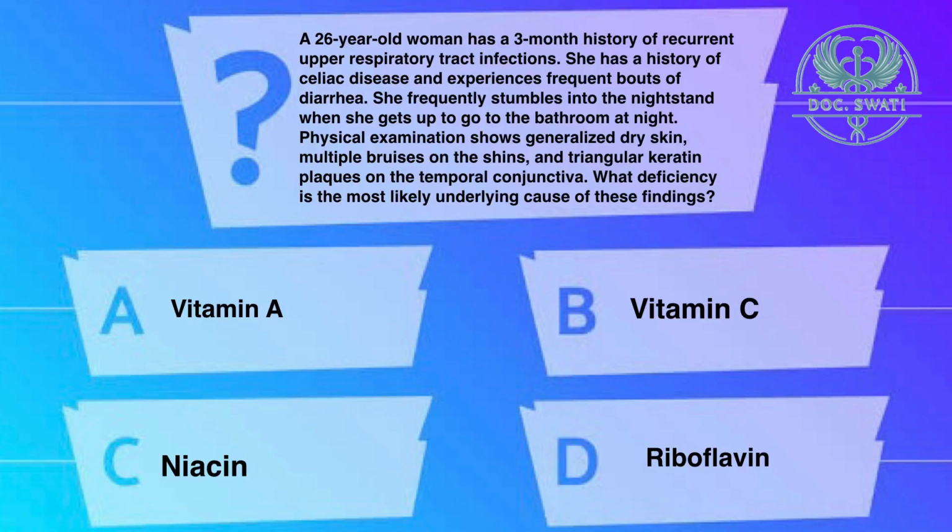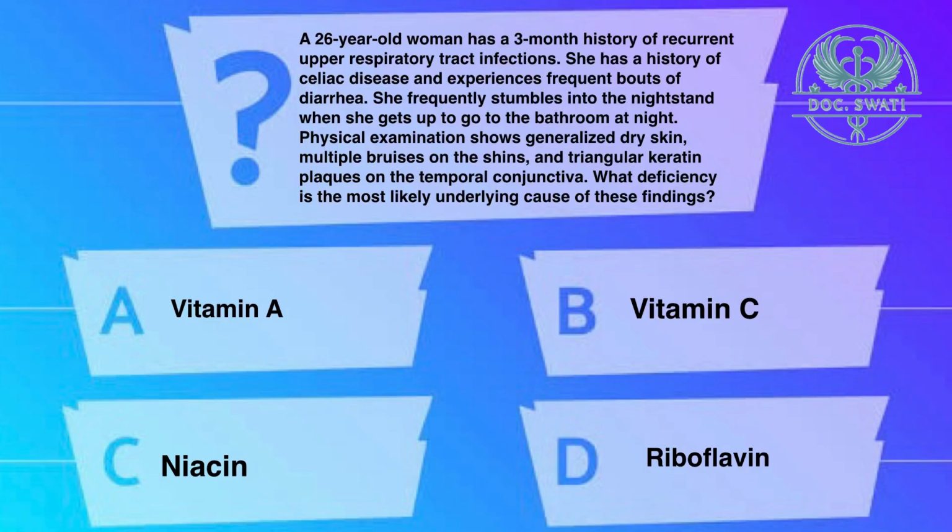A 26-year-old woman has a 3-month history of recurrent upper respiratory tract infections. She has a history of celiac disease and experiences frequent bouts of diarrhea. She frequently stumbles into the nightstand when she gets up to go to the bathroom at night. Physical examination shows generalized dry skin, multiple bruises on the shins, and triangular keratin plaque on the temporal conjunctiva. Which deficiency is the most likely underlying cause of these findings?